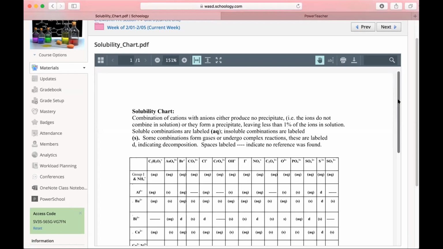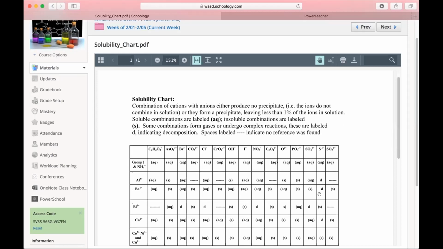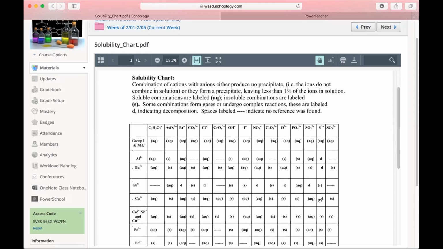Let's see, I forget what's at the top. Yeah, so whether things are aqueous depends upon the portion of it that's aqueous. Another thing that you'll see in the chart is D. If it says D, that means that compound really doesn't form, or that it decomposes into the elements that make it up. For instance, aluminum sulfide, the aluminum and the sulfur. Aluminum sulfide isn't really a compound. Instead, you have solid aluminum and solid sulfur as separate elements.